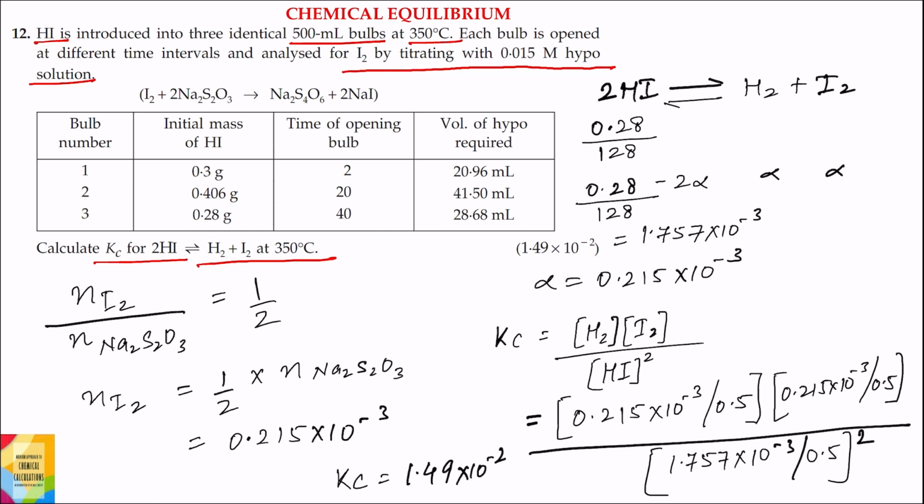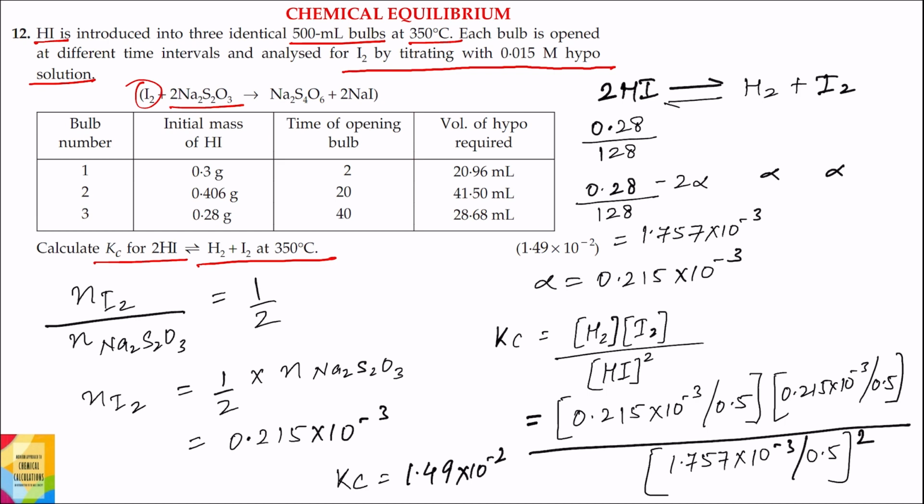So in this reaction, HI is changing into hydrogen and iodine, and this iodine formed is titrated with hypo solution. Molarity of hypo solution is given, titration readings are given. From this we can calculate the amount of iodine formed.